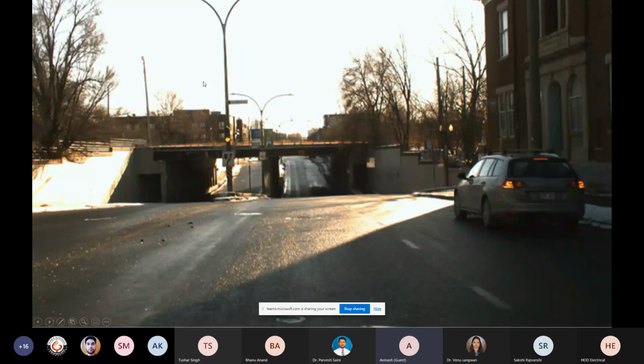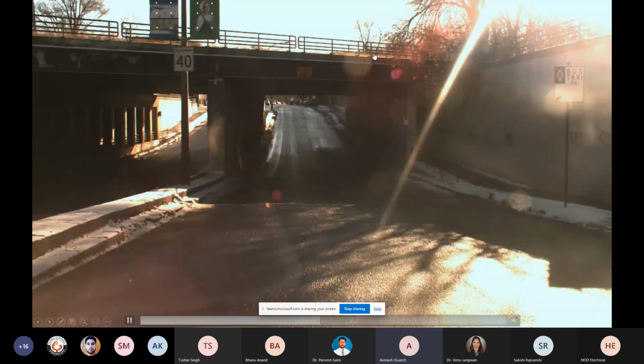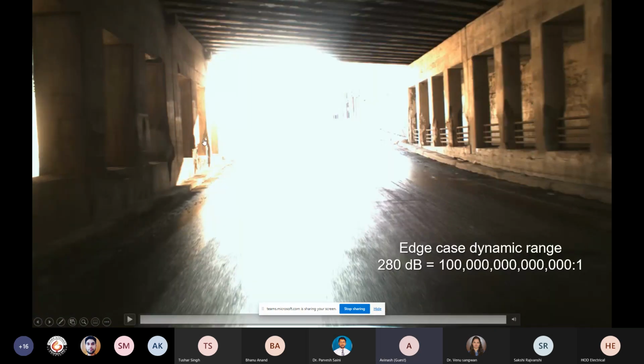One other artifact, one other problem with LDR sensors could be simply capturing the high dynamic range data that actually exists in the real-world scenario. In general, most scenes typically cover 120 decibels of data, but there can be a case like the end of this tunnel, where it's basically 280 decibels of data: very low light data at the edges, but outside of the tunnel, everything is saturated.